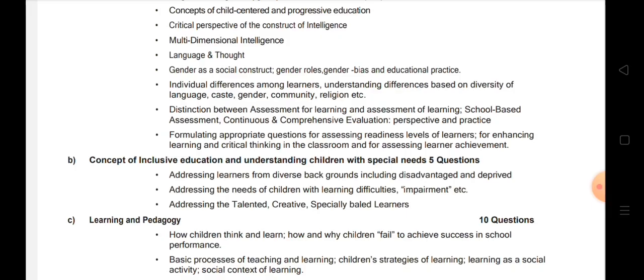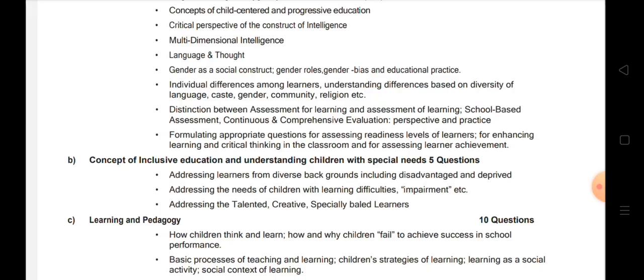Now, let's come to B, concept of inclusive education and understanding children with special needs. Five questions will be there, which means 5 marks will be here. When you were doing your DLED or BEd, we all came across one unit where inclusive education was taught to us, right? And also we went to the institution where inclusive education is practiced.